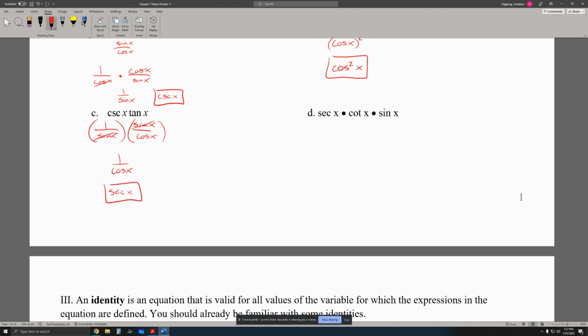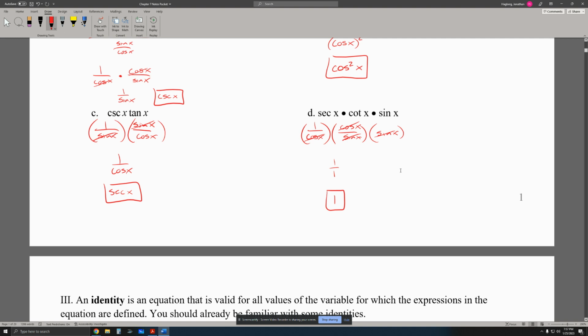And part D, we have secant x, cotangent x, sine of x. Again, let's rewrite this in terms of sine and cosine. We have 1 over the cosine times the cotangent, which is cosine x over sine x. And then we have times sine x. Okay? Well, we have cosines in numerator and denominator, so we can cancel those out. Likewise, we have sines in both the numerator and denominator. So we're just left with 1 over 1 or 1.